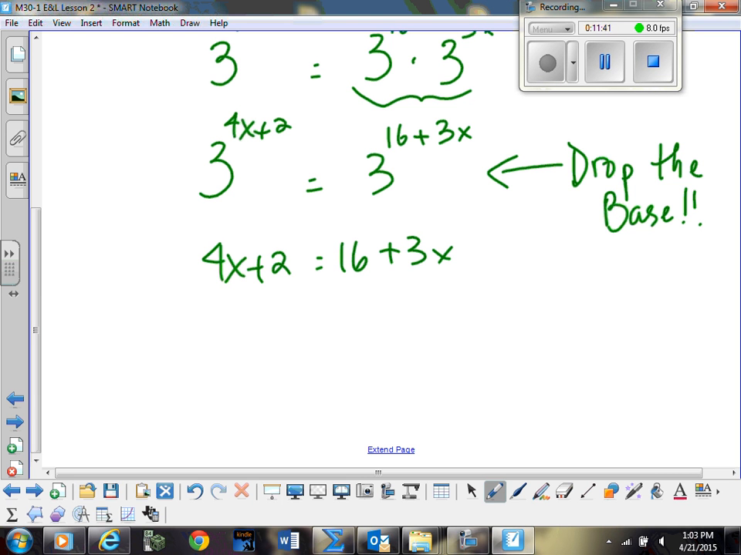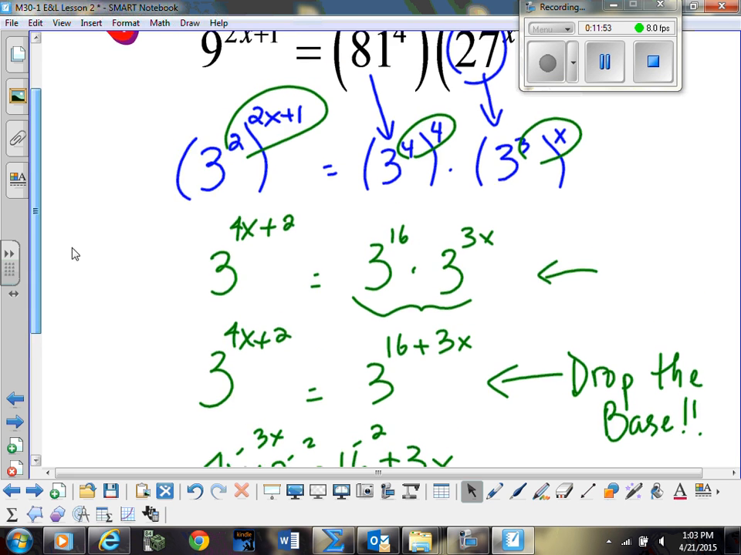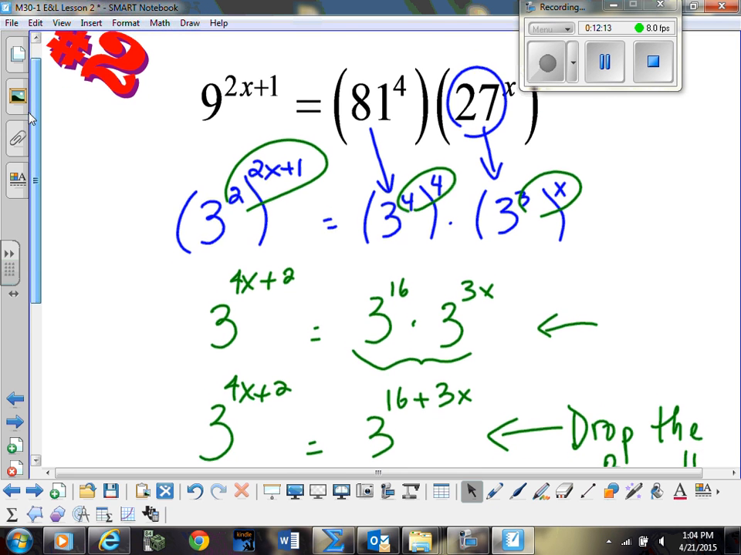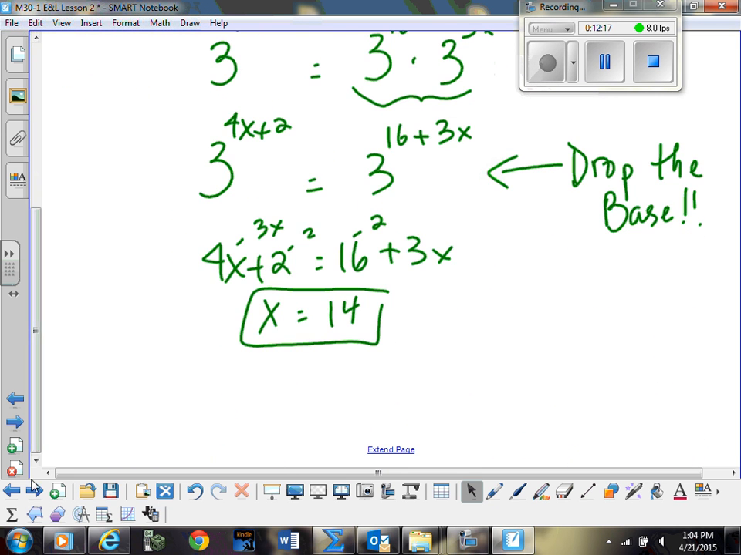Isolate for x. So I'm going to minus 3x, subtract the 2, and x equals 14. Now I should be verifying, does that work? Let's go back up here, very beginning, and put in 14. So if we have 9 and 2x plus 1 is 2 times 14 plus 1, 28 plus 1 is 29. Wow, that's a huge number. So I'm going to let you work that out and verify on your own. Make sure it works. It is a very large number.